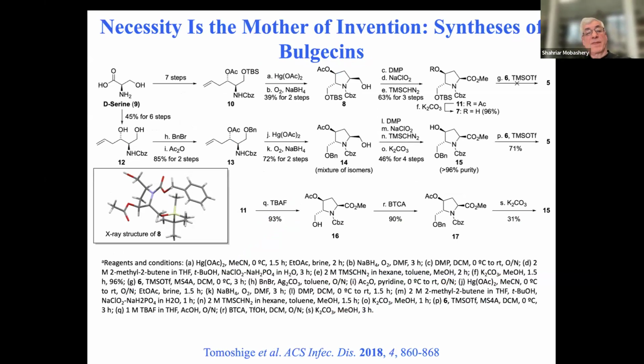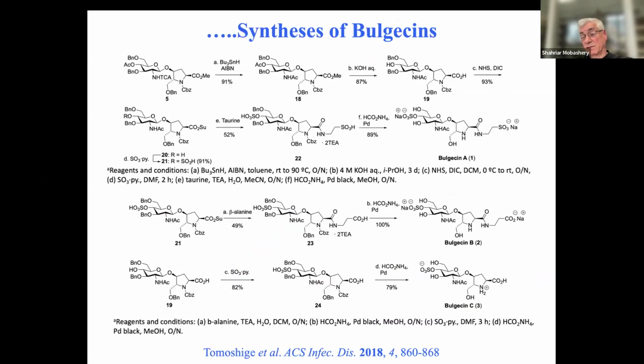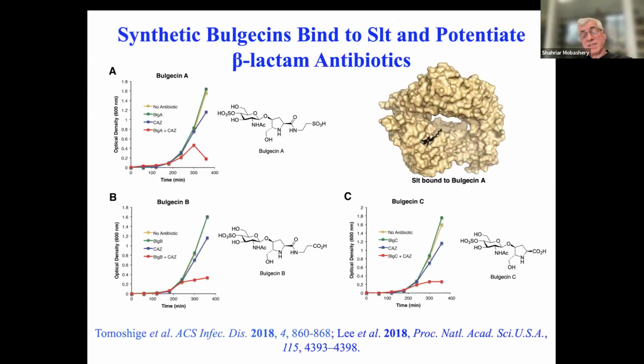Shusuke Tomoshige in my group went on and synthesized the bulgesins A, B, and C. So I'm not going to talk about chemistry, but availability of the compounds allowed us to compare them, and they're roughly as good. And here's the bound structure to SLT from Juan's lab of bulgesine A.